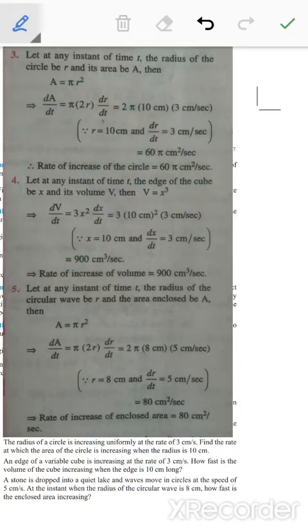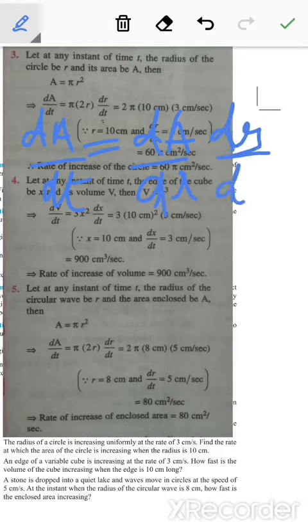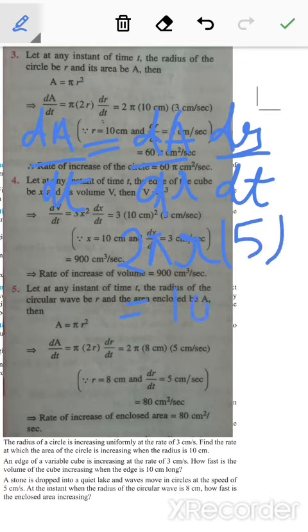So how will we find dA/dt? dA/dt is equal to dA/dr into dr/dt. This is again the chain rule. And what is dA/dr? We know that the area of the circle is pi r square. So dA/dr is 2 pi r, differentiating with respect to r, and dr/dt is given to us as 5. So it will become 10 pi r.